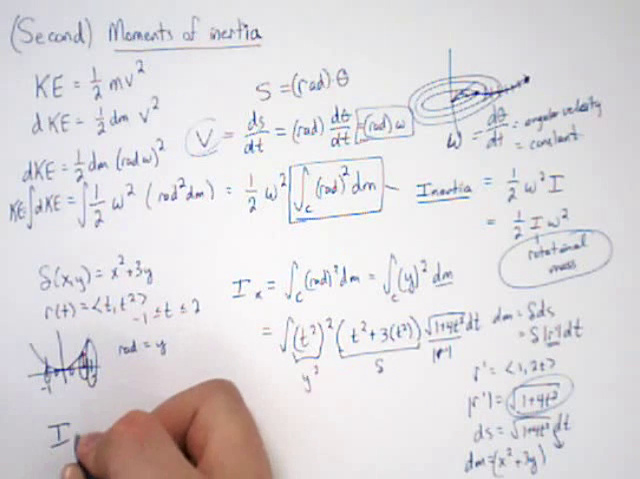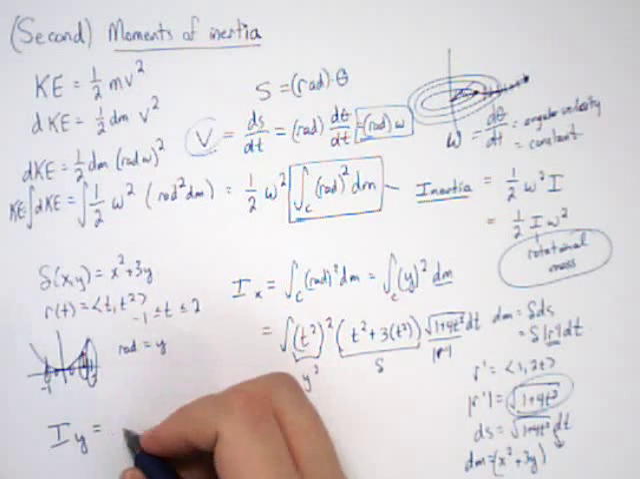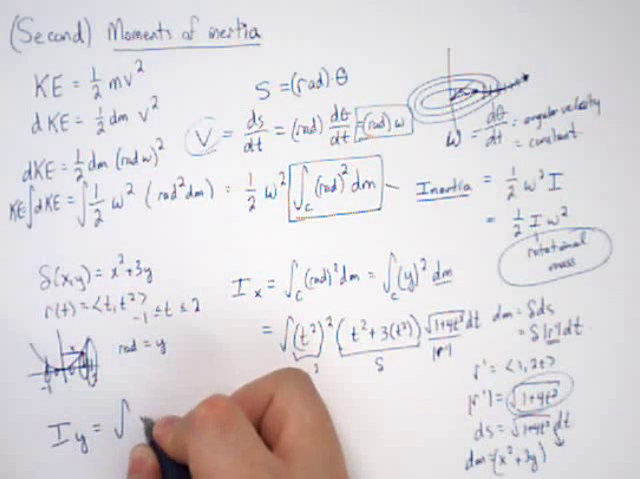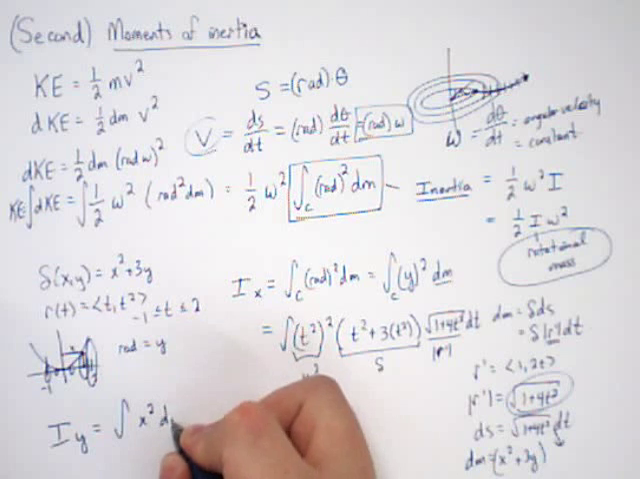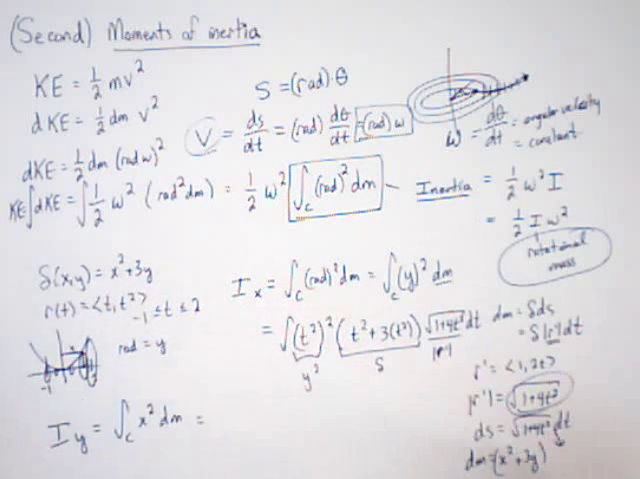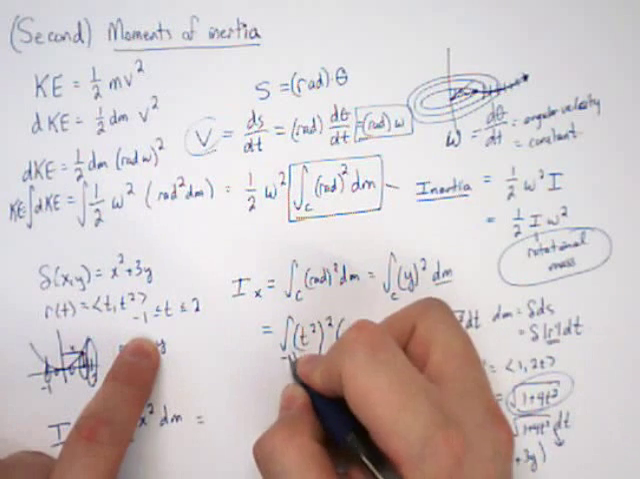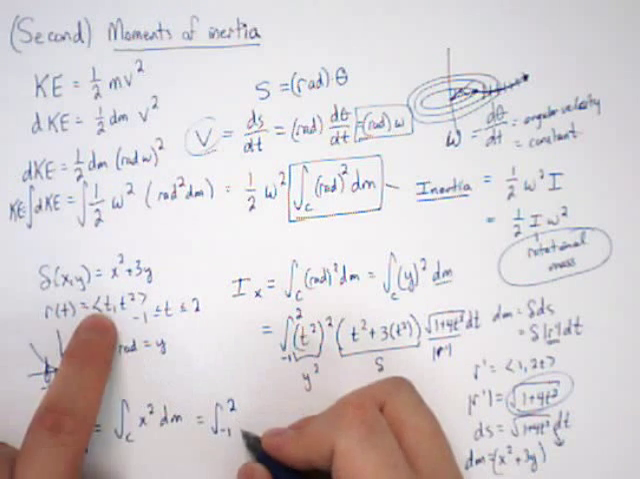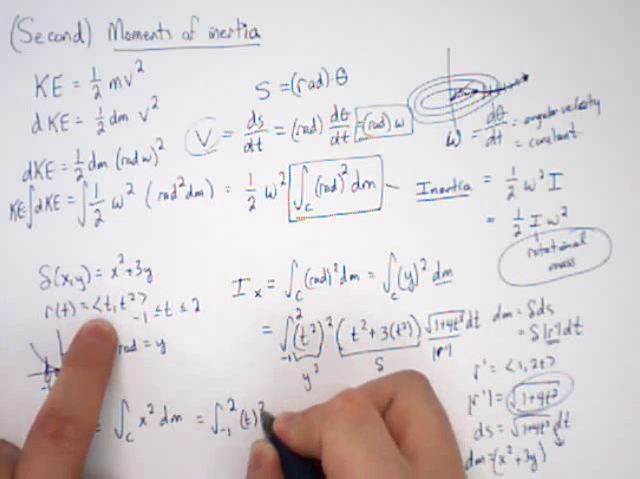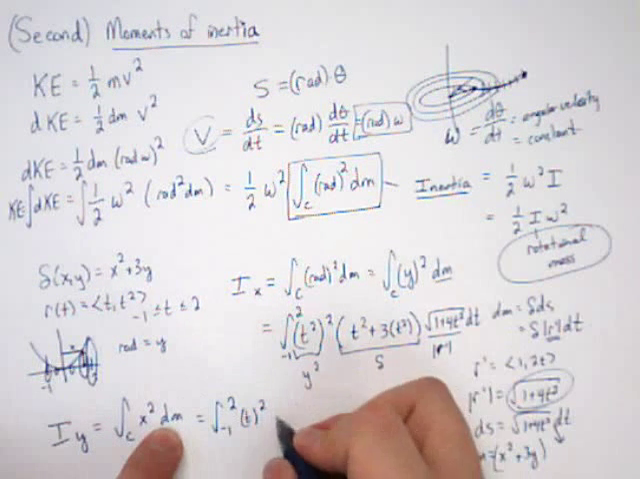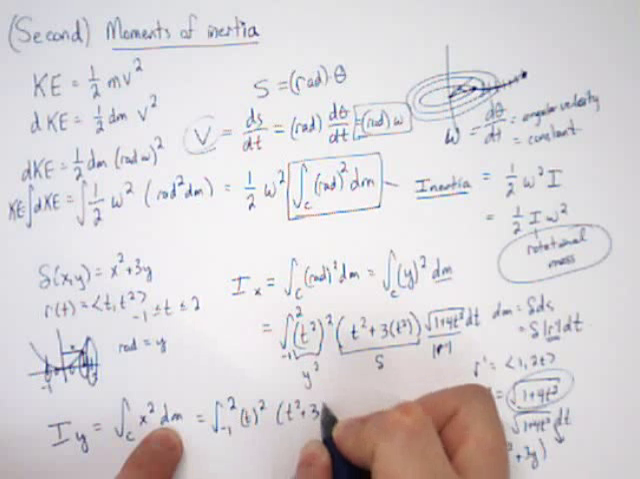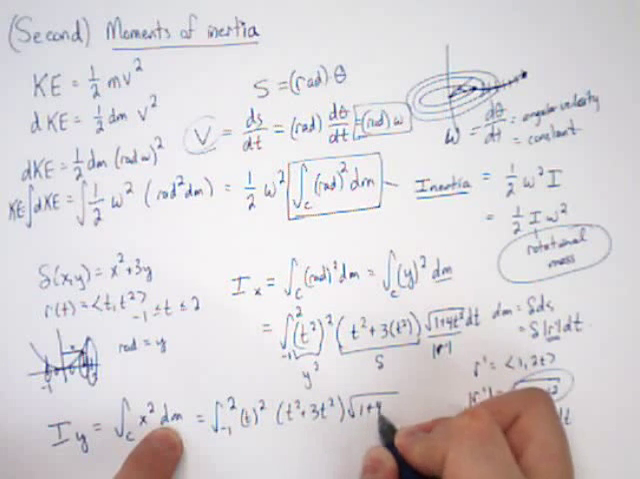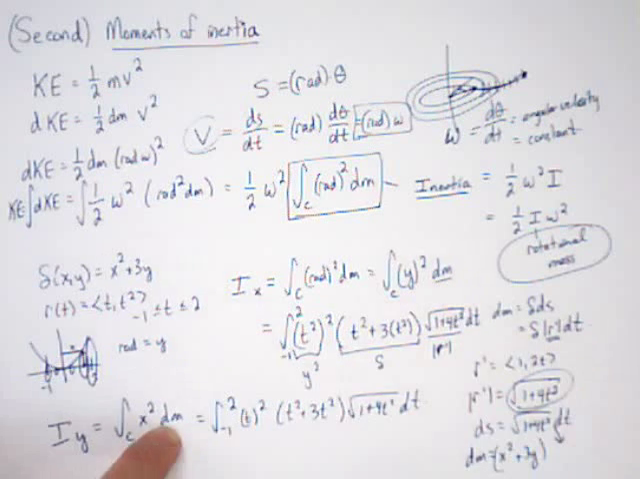If I wanted the moment of inertia about the y-axis, then the idea is I would need to know the distance to the y-axis, which is x. So in that case, I would integrate x squared with respect to mass. And, oh, I forgot some bounds. I need bounds. Negative 1 to 2. The x value is just t, so I'll take that and square it. And the dm is the same quantity. t squared plus 3t squared, times the square root of 1 plus 4t squared dt.